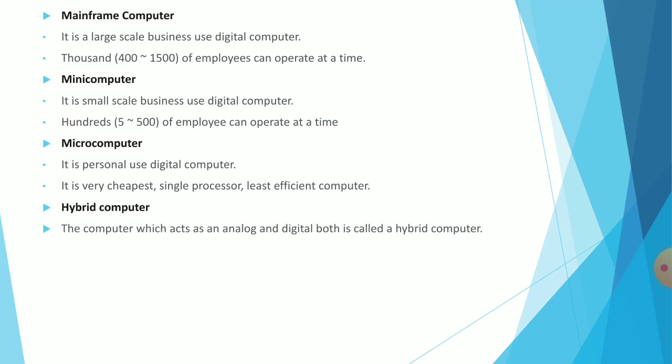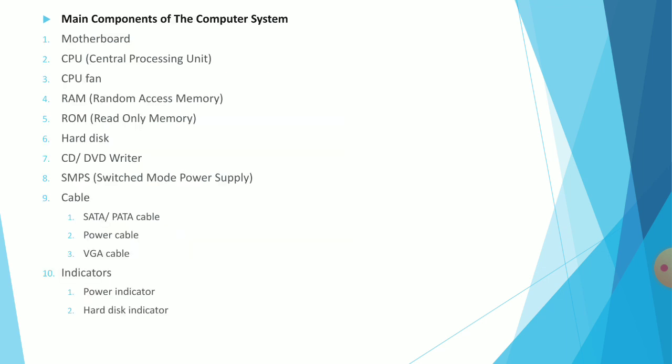Now hybrid computer, it is a combination of both digital and analog. So you can use both features in these hybrid computers. So next is main components of computer systems. So what it consists of in terms of hardware. So first is the motherboard. We can say it is the heart of your computer.